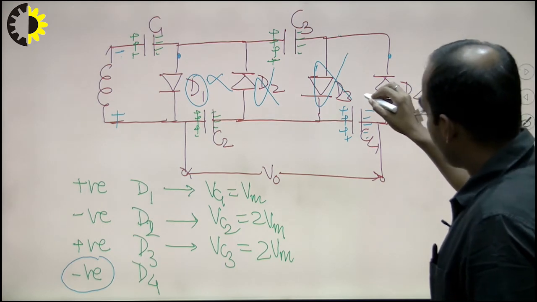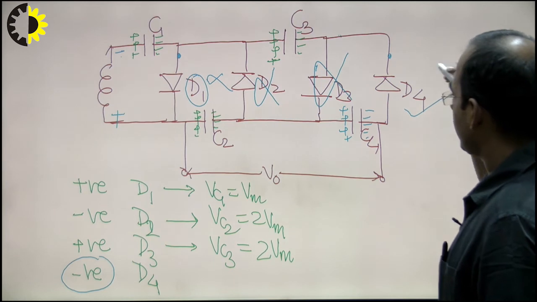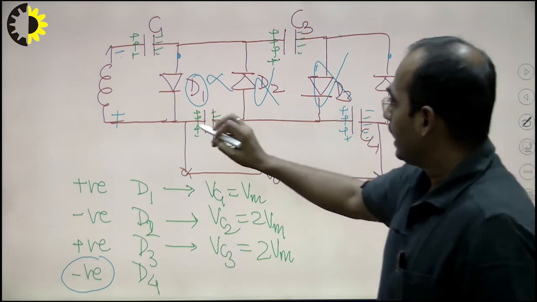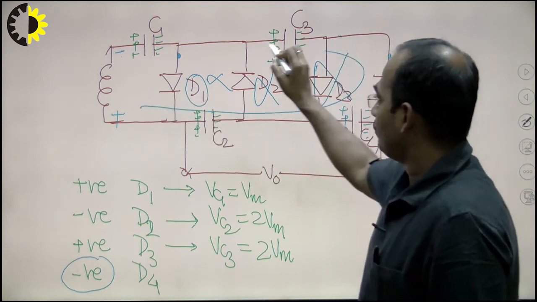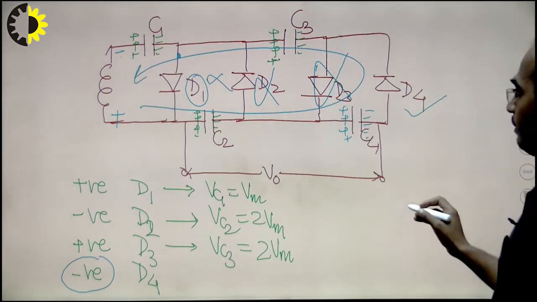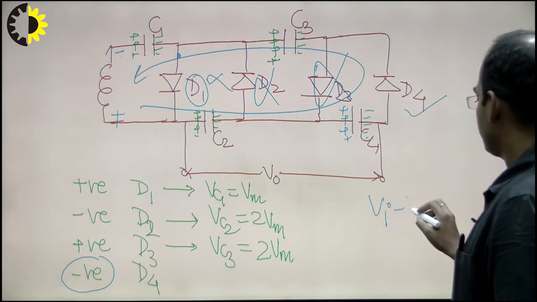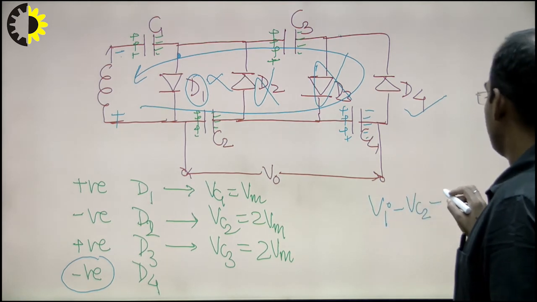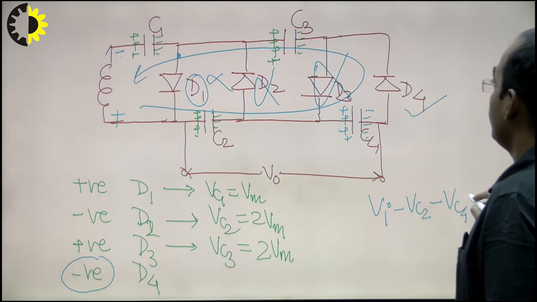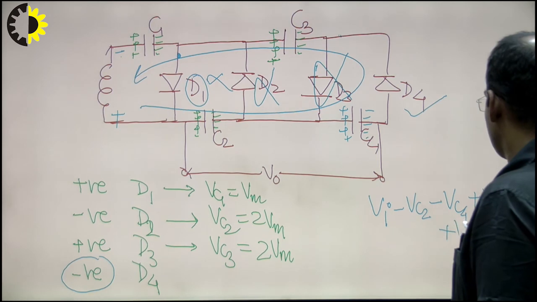So, what will be the value of Vc4 when the diode D4 is conducting? Diode D4 is short circuited, and we can find the value of Vc4 by applying KVL in this loop. When I apply the KVL, I will get Vi minus Vc2 minus Vc4 plus Vc3 plus Vc1.